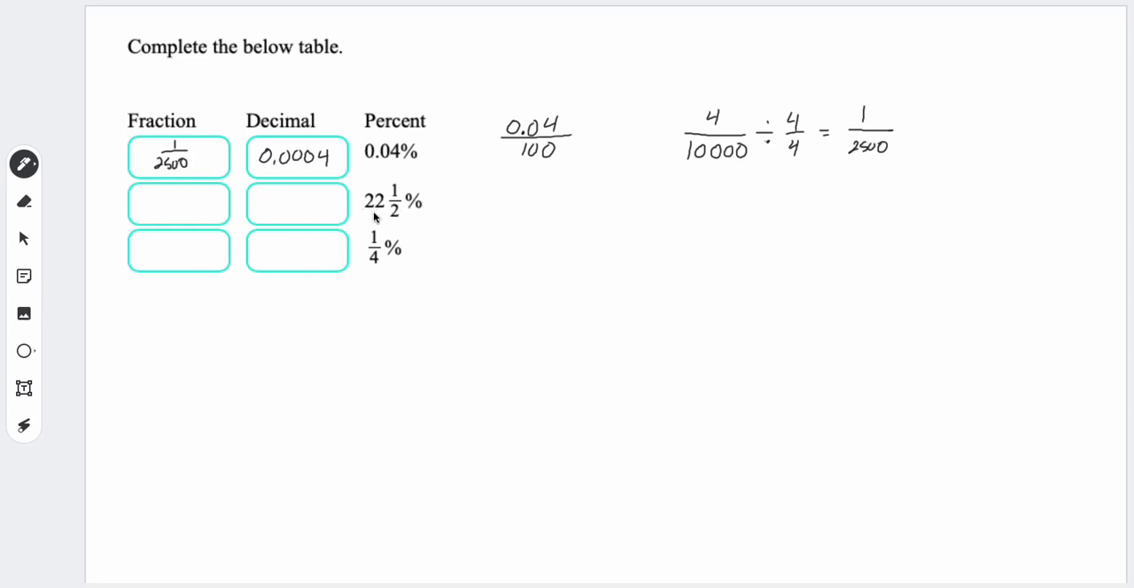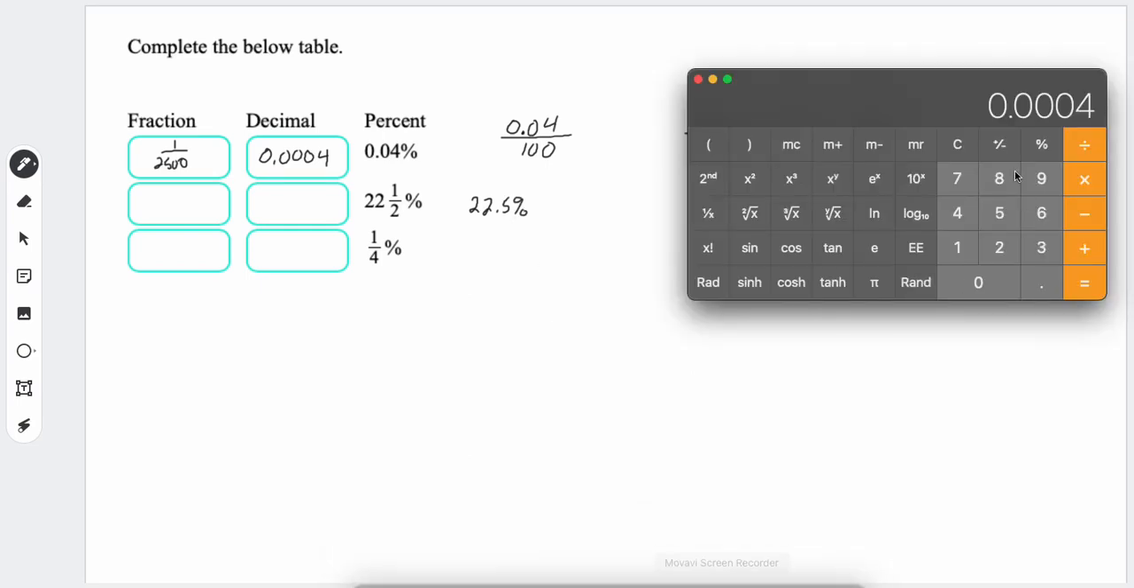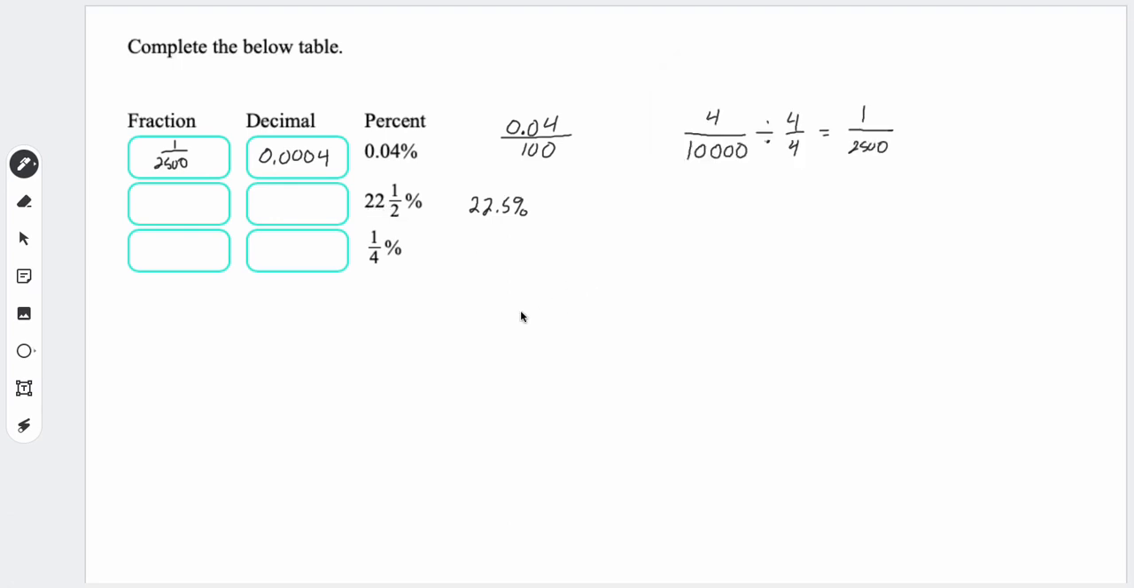So we do the same thing here. Now, in this case, we have a fraction here that we have to get rid of first. And we know that 1 divided by 2 is half, so it'd be 0.5. So our percent is actually 22.5%. And you can see that if you do the calculator, 1 divided by 2 is 0.5, and we add that to that 22 that's in front of it. So we get 22.5%.